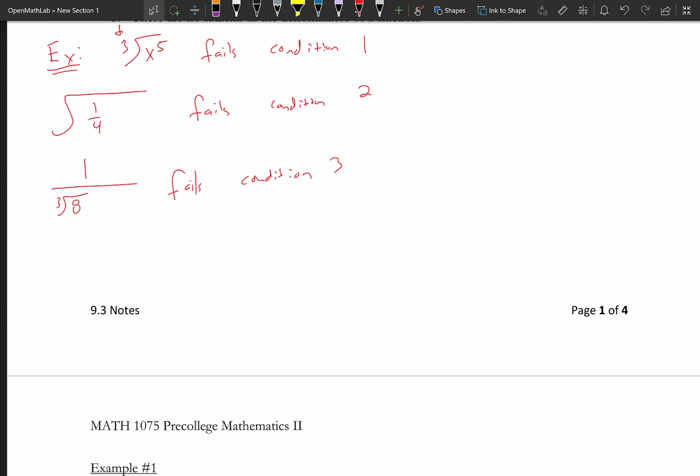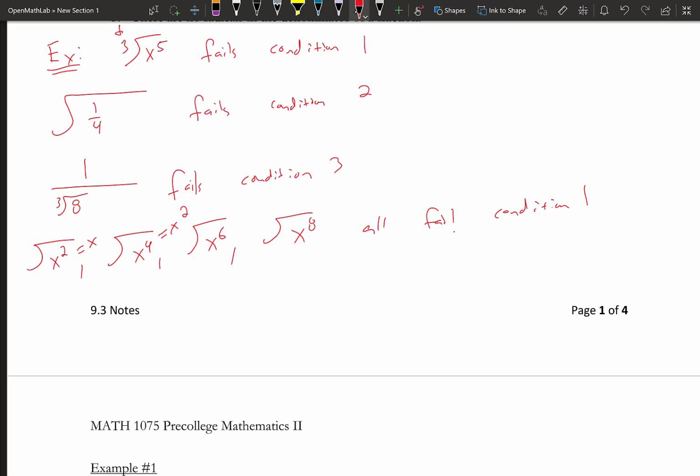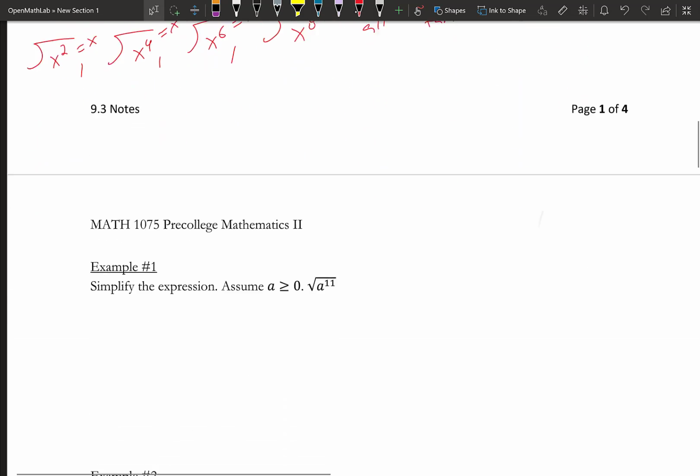Right, so just another note is that if you have the square root of x squared, the square root of x to the fourth, the square root of x to the sixth, the square root of x to the eighth, these all fail condition 1. And each of these can actually be reduced, right? The square root of x squared is just equal to x. The square root of x to the fourth is x squared. The square root of x to the sixth is x cubed, and this is x to the fourth. So those are all perfect squares, right?